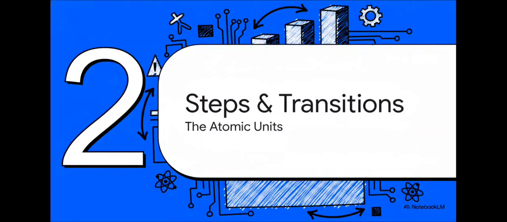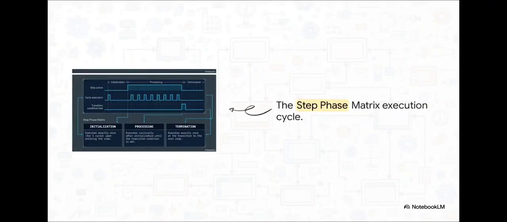Anatomy of steps and transitions. Okay, so how does this build from that macro chart view we just saw down into the micro building blocks? What we are looking at here is the step phase matrix execution cycle, basically the heartbeat of the sequence. Notice the timeline here. You've got the step active state turning on, then the cyclic execution pulses firing beneath it, and finally the transition condition being completely met right at the end.